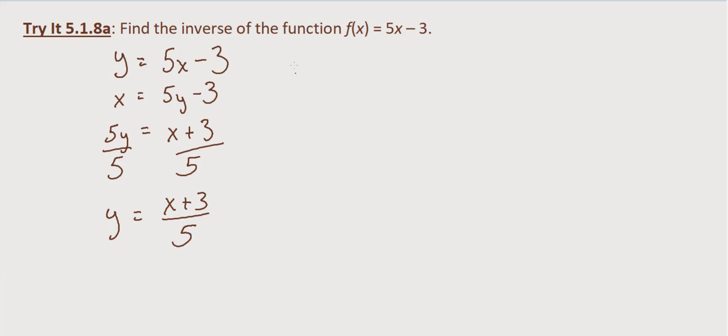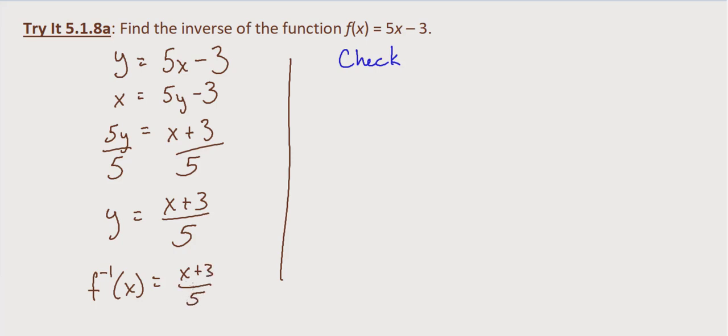Now, how do we verify this? Let's go ahead and check our solution. Remember, this is the inverse, so we'll switch it back to f inverse of x equals x plus 3 over 5. Now, how do we verify that what we found actually is the inverse? Well, f of f inverse of x should be x, and f inverse of f of x should be x. So we'll verify that.